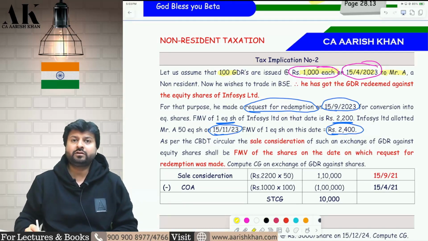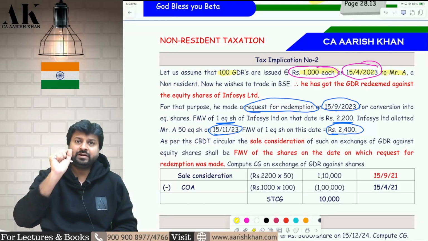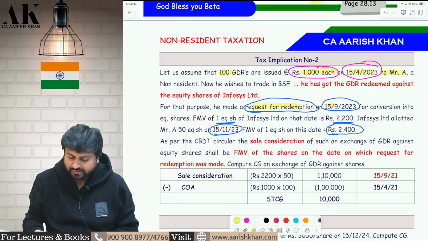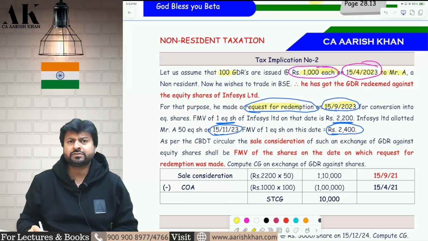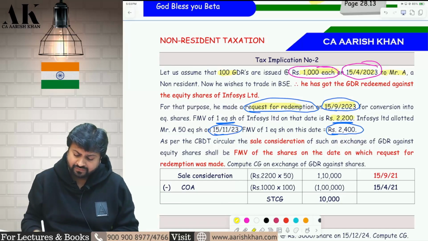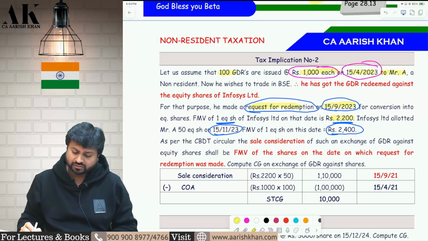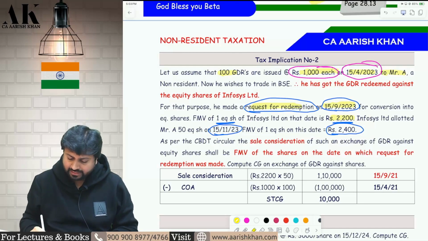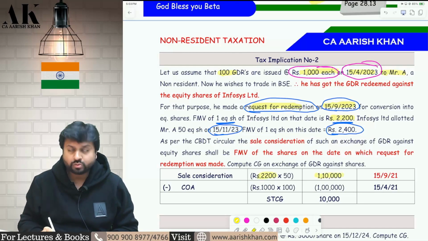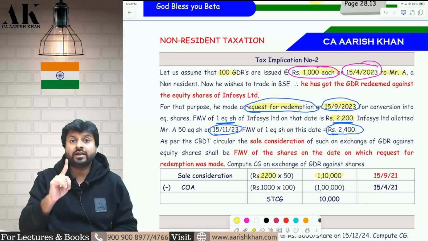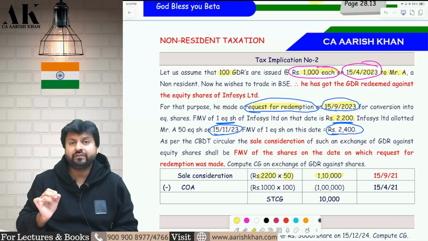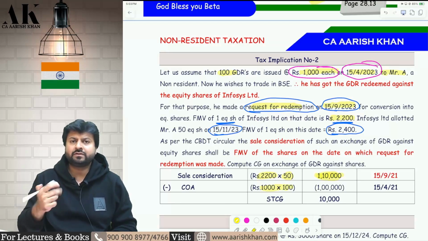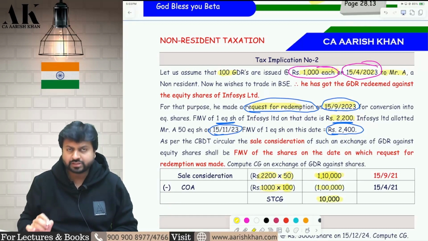So now the question is, what will be the FVC? The FVC will be the FMV of the shares on the date on which the request for redemption was made. The request for redemption was made on 15th September, and the FMV on that date was 2,200. Therefore, how many shares have I got? I have got 50 shares in exchange for 100 GDR. That will become my sale consideration: 2,200, the FMV on the date of the redemption request, into 50 shares. And cost of acquisition, I know the GDR was purchased for 1,000 rupees, 1,000 into 100. This will become my short-term capital gains.